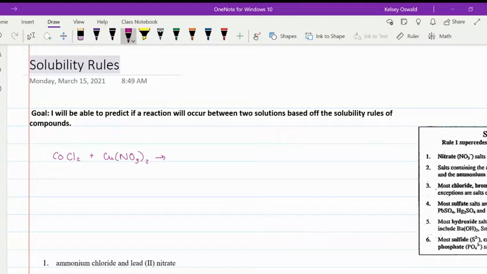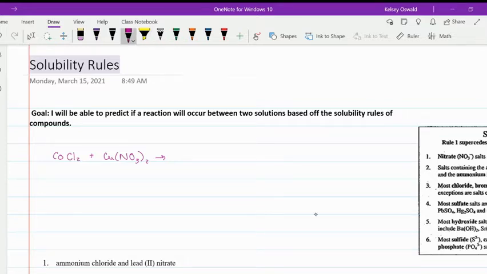So we are going to start our next unit on solubility and solutions today. Our goal for the day is that we will be able to predict whether a reaction occurs between two solutions based off the solubility rules of compounds. There are a couple of different things to unpack there.